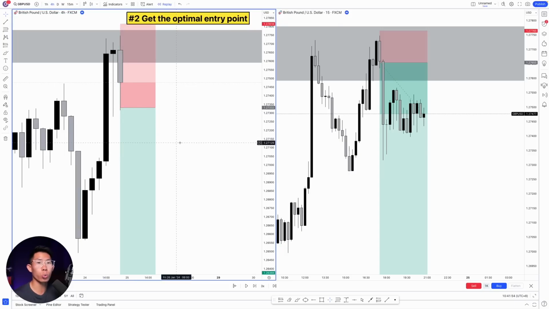And the reason is because we had a better entry. And that is why you guys also need to make use of the smaller time frames to look for a better entry point, so they can really have those tight stop losses, like this 10 pip stop loss.